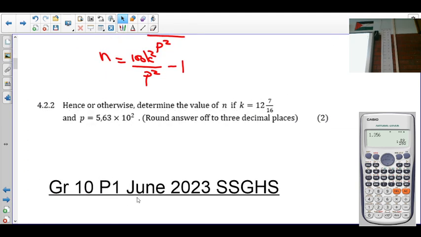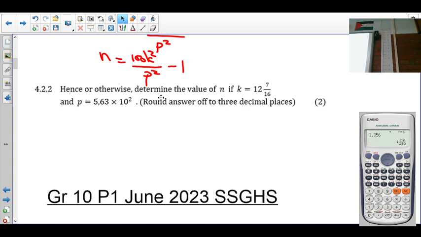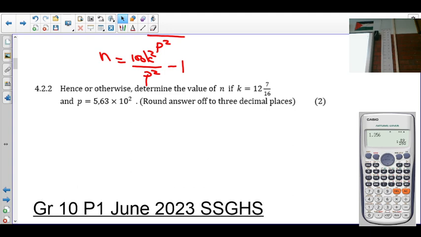Here we are told hence or otherwise. People, if they say hence, what does that mean? Use the previous calculation. Okay. Why are you shaking your head? Alright, so let's just do this quickly before we pack up.